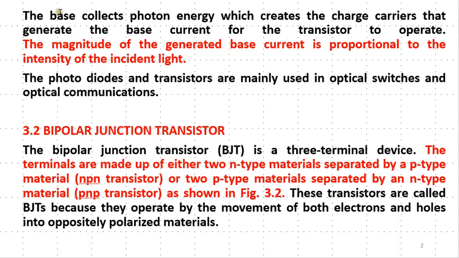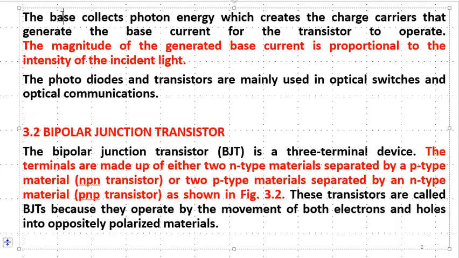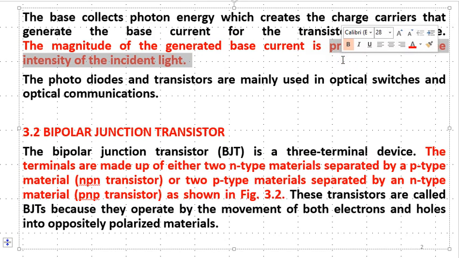So this base is an area of the transistor that collects the photon energy, that's the light energy, and this light energy brings about the breakage of the bonds, which makes the carriers to be generated, and hence a current is produced. The magnitude of the base current generated is directly proportional to the intensity of the light incident on the base, meaning whenever the intensity of the light increases, the amount of base current is also going to increase.